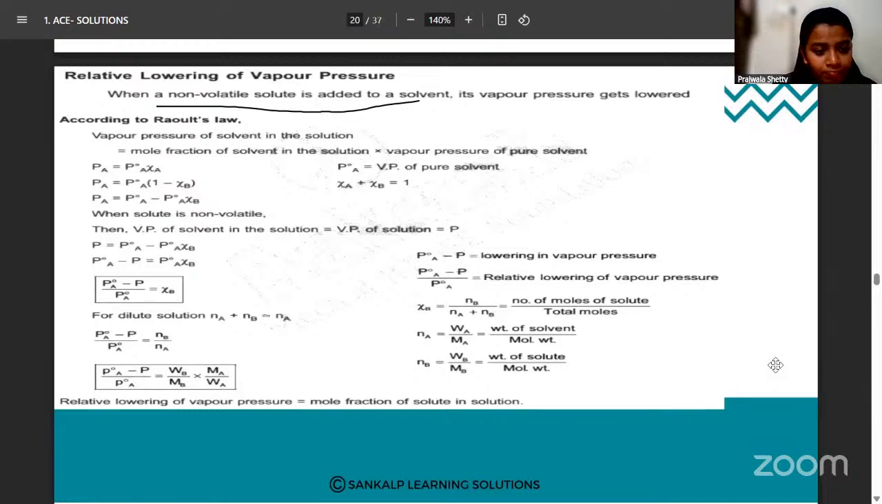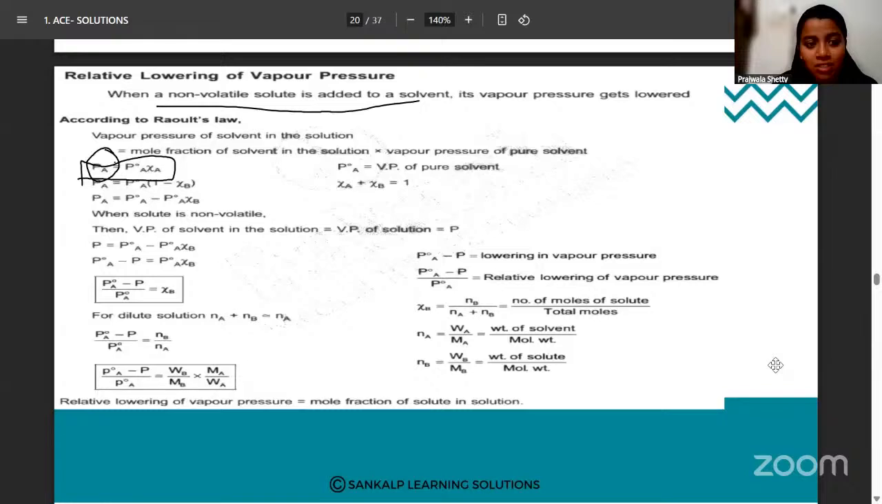And you studied previously, right? What was it? Raoult's law. What was this? Vapor pressure was directly proportional to its mole fraction. That is what you have shown here again.